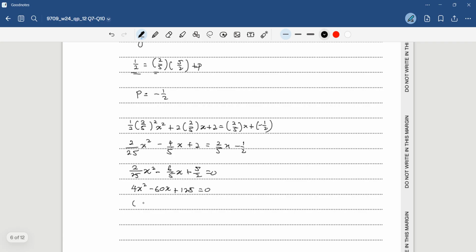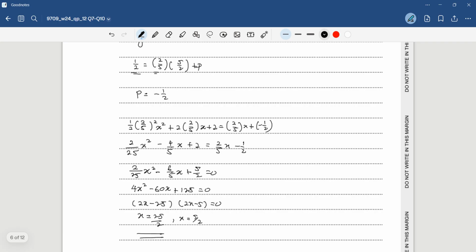Therefore, 2x minus 25, 2x minus 5 equal to 0. So x equal to 25 over 2 and x equal to 5 over 2. So this is already given. So another coordinate will be this.